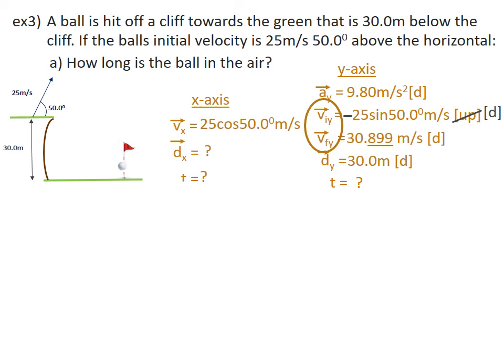That's because the ball spends more time going down than it does going up. That means that the final velocity is going to be larger than the initial velocity because the displacement is in the down direction.